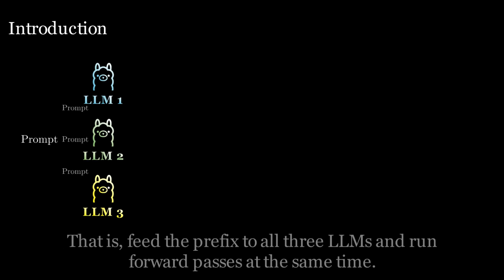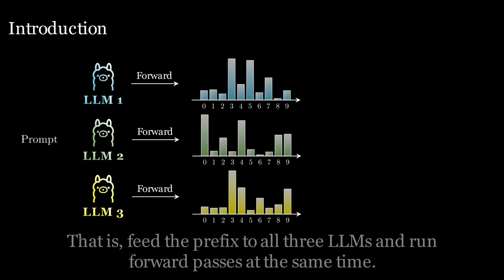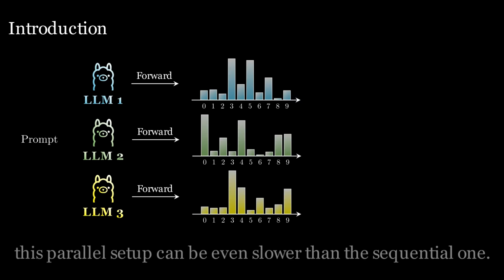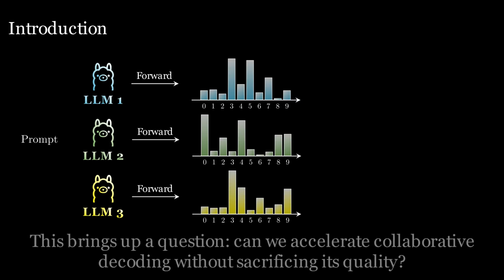That is, feed the prefix to all 3 LLMs and run forward passes at the same time. That's a good idea, but in practice, due to communication delays between GPUs, this parallel setup can be even slower than the sequential one. This brings up a question: can we accelerate collaborative decoding without sacrificing its quality?